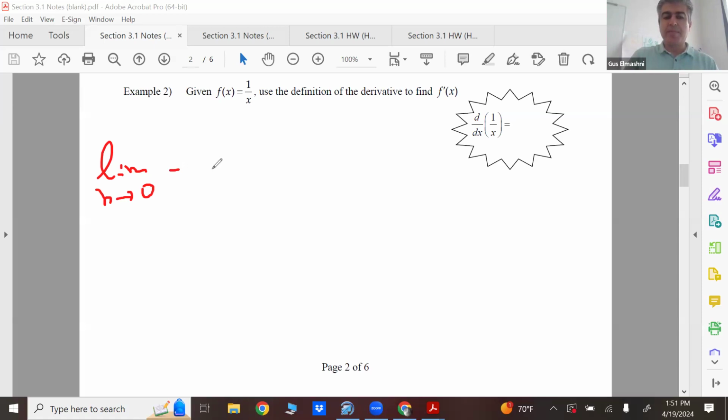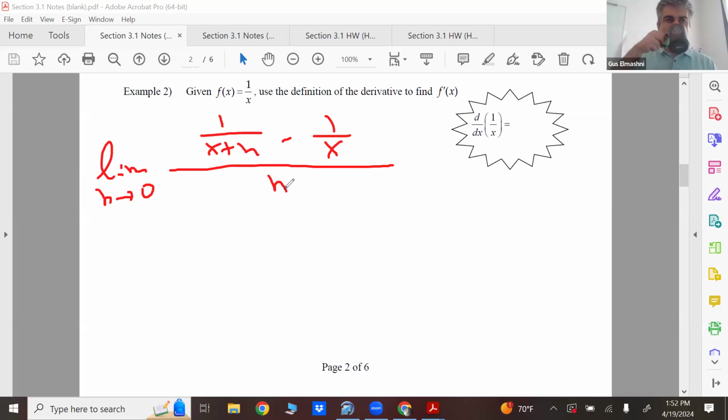So we're going to do this: 1 over x plus h minus 1 over x, all over h. Okay, I'm going to have you guys work it out. I'll freeze my screen and I'll share in a couple of minutes. Find the LCD, by the way.